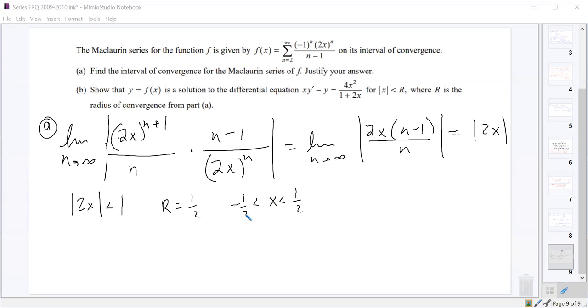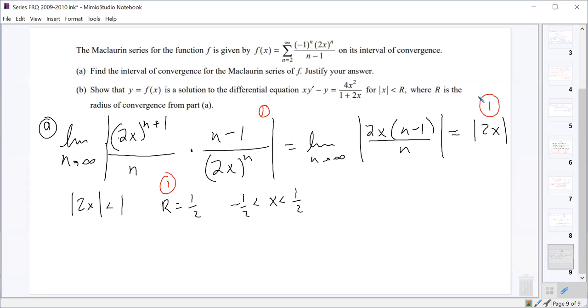And so if you got up to here, 1 for setting up the ratio, 1 for getting the right radius of convergence, and 1 for evaluating the limit correctly, I got 3 out of the 5 points that part A was worth. If you didn't check the endpoints, then you couldn't get more than that.